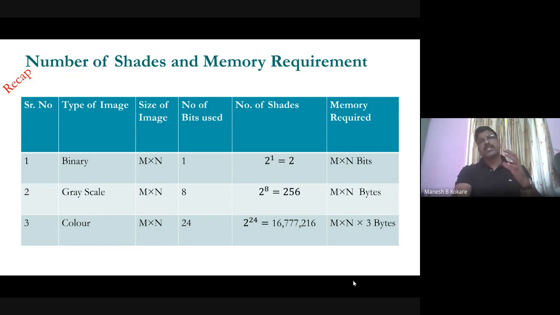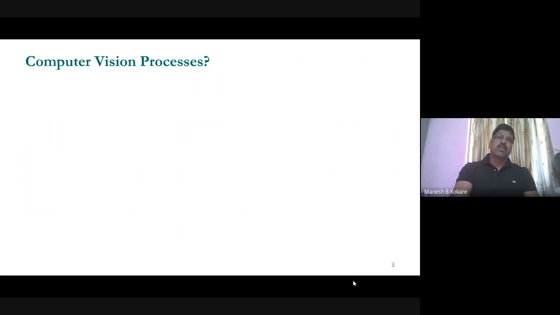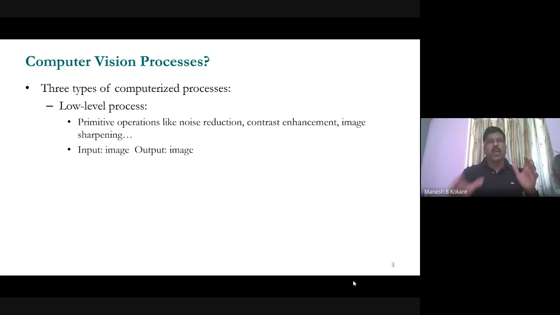Now, first we'll study what is meant by low-level vision, mid-level vision, and high-level vision. There are 3 different types of computerized processes in computer vision. One is the low-level process. Low-level vision is also called early vision. Your input is an image, and your output is also an image, so you are processing that image in between.